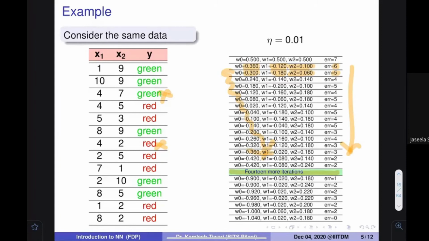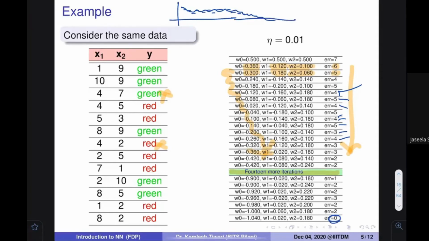So it was a 7 error, then 6 error, then 5 error, then 4 error, then 5 error, then 4 error. Then 5, 4, 5, 5, 4, 5, then 5, 4, 5, 3, 5, 4, 5, 3, then 4. So you can see that the error is coming down, going up and up, and after some time it becomes 0.